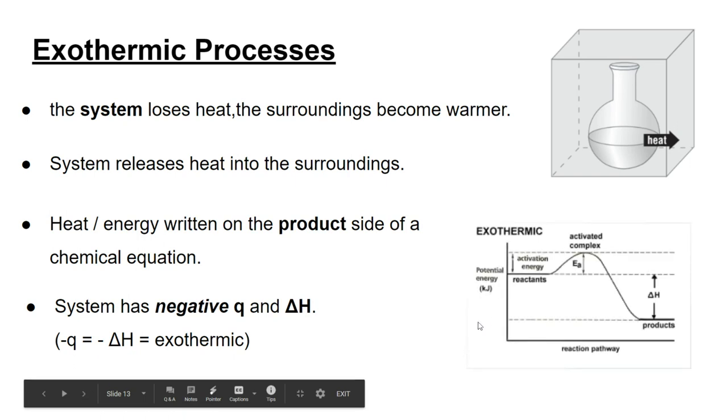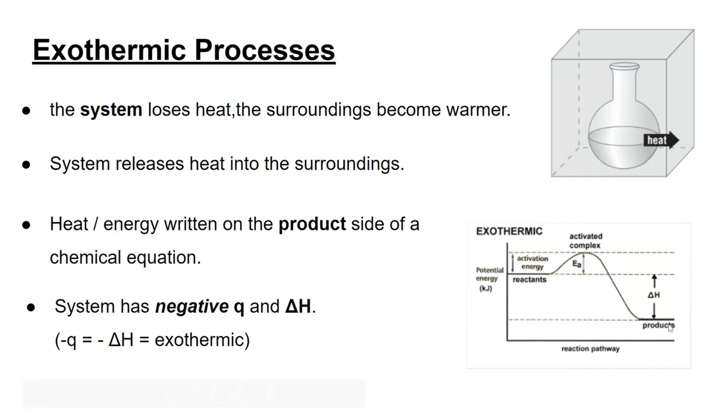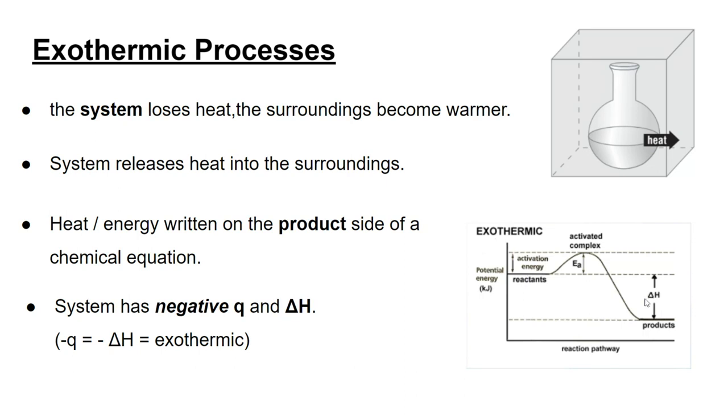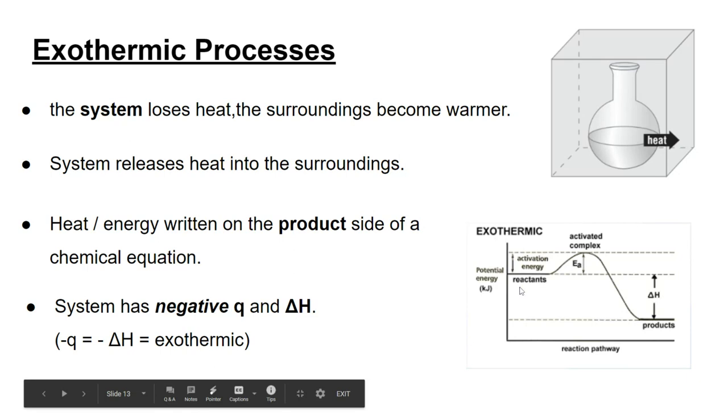So again, let's look at the graph, which we've already done before we were quarantined, that the products have a lower energy as compared to the reactants, and delta H will be a negative value, as delta H is HP minus HR, and HP is lower than HR.